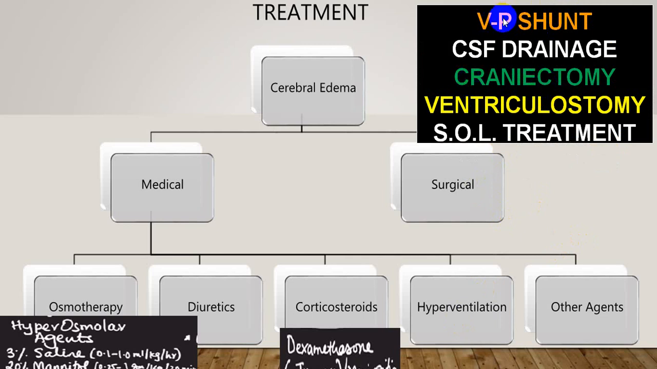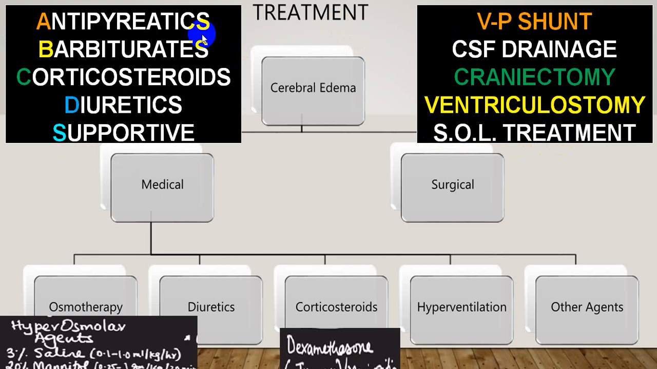You can go for VP shunt, CSF drainage, ventriculostomy, and if the person has a tumor or a brain abscess, drainage of brain abscess or drainage of hematoma or removal of tumor will be one of the treatments in case of SOL.